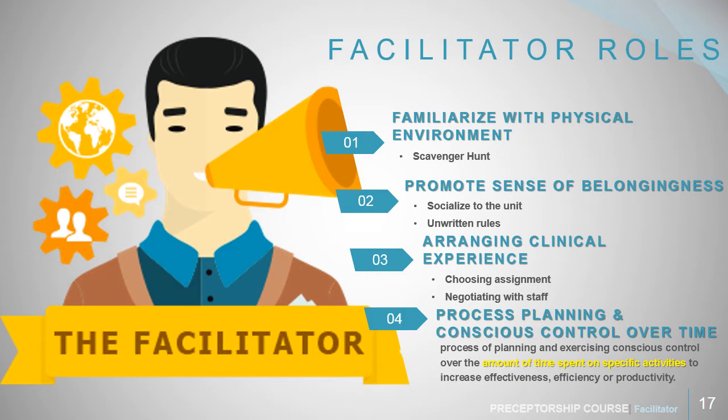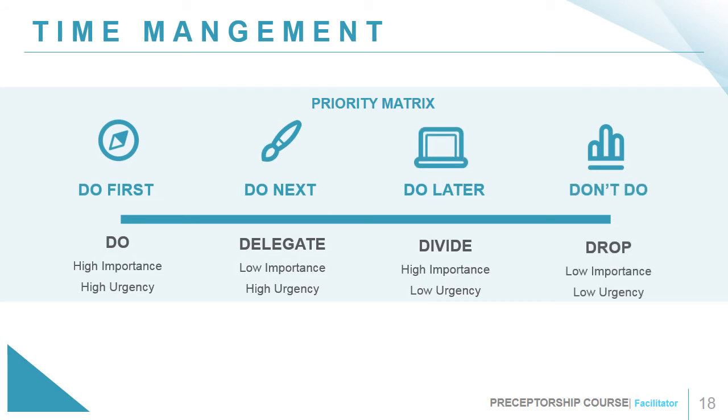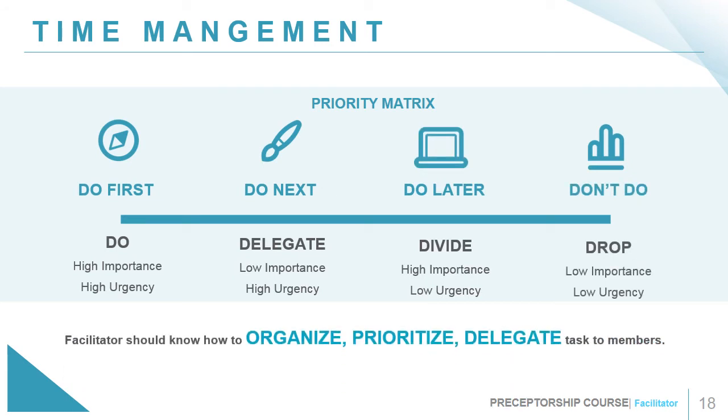As a facilitator, the preceptor should have a process of planning and conscious control over the amount of time to be spent on specific activities to increase effectiveness, efficiency, and productivity. A facilitator should know how to organize, prioritize, and delegate tasks to members by managing time effectively, following the priority matrix.